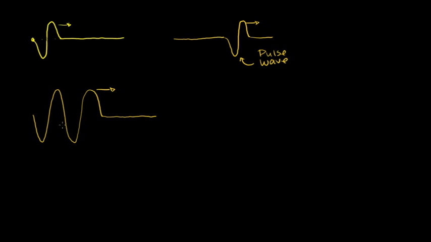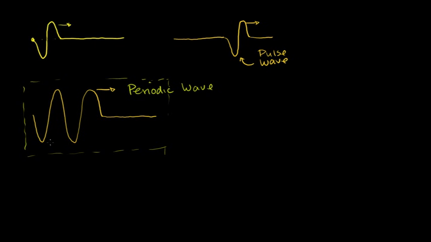And what I want to do in this video is really focus on this type of wave. This type of wave right here, which you can imagine, since I'm periodically moving this left side up and down and creating these periodic movements in the wave, we call this a periodic wave. The motion is repeated over and over again.